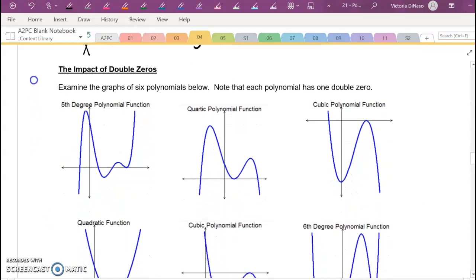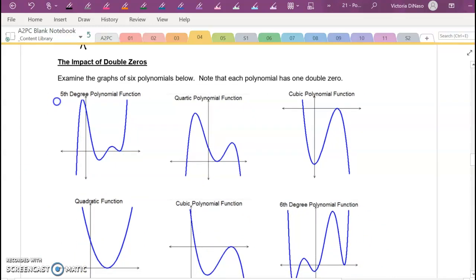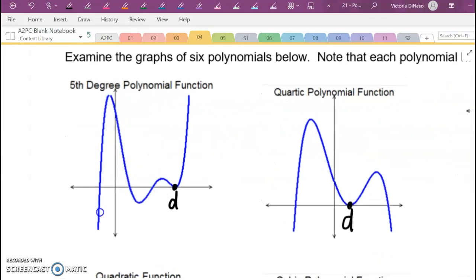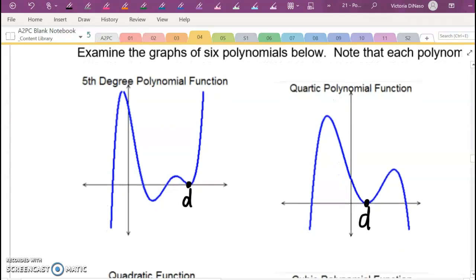Now we have the impact of double zero. So we're still talking about behavioral changes and the number of relative max and mins. So if I go ahead and take my pen and every single time that there's a double zero, I can put a dot and a D. All right, so those are all my double zeros. Let's take a look at this 5th degree polynomial function.